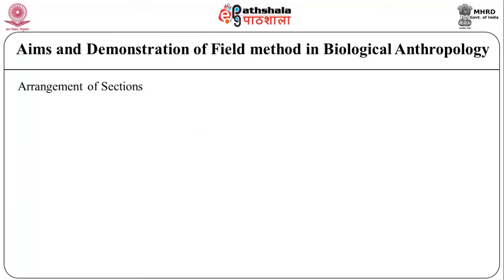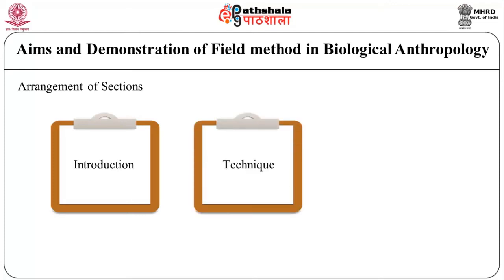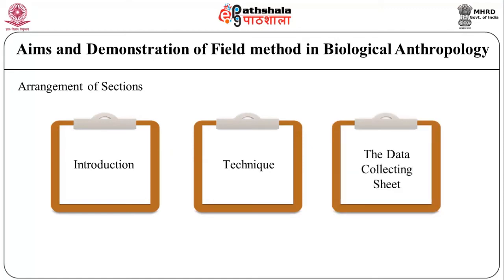When we take the arrangement of sections, demonstration of field method in biological anthropology can be arranged in the following sections. First is an introduction, which includes a brief general description and rationale of the procedure, a list of observations to be made, and most important, a note on desirable sample size and composition. Second is technique. This part includes detailed instruction for carrying out any test required relative to the observation to be made. Next is the data collecting sheet.